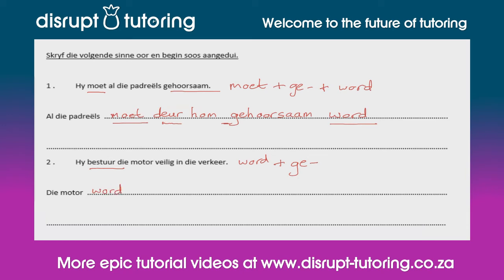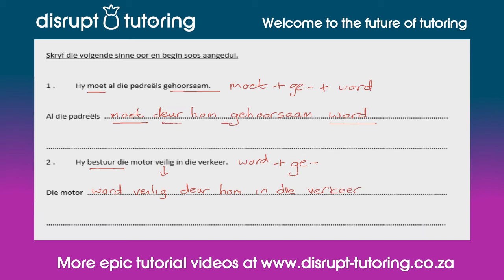Is there an adverb of time? No. But there's an adverb of manner, veilig. Manner can also come in front of deur and sometimes afterwards. Let's put it in front. Word veilig. Deur hom. Change my pronoun logically. In die verkeer.